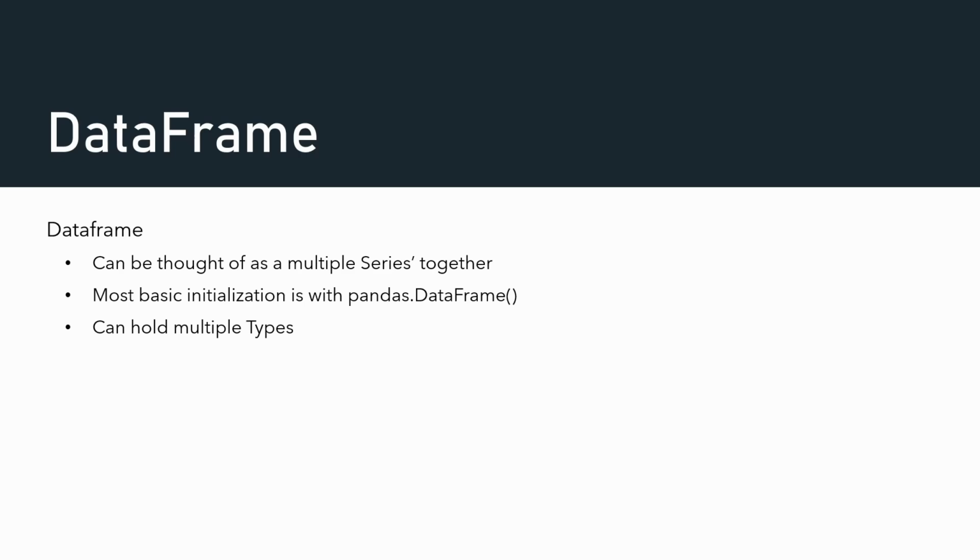Compared to a series, which according to Mullen typically only holds a single data type, data frames can hold multiple series without the series having homogeneous data types. So you can have different types of series within the data frame.